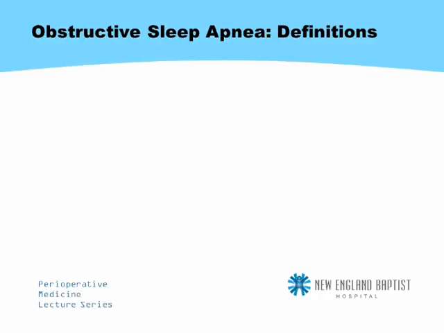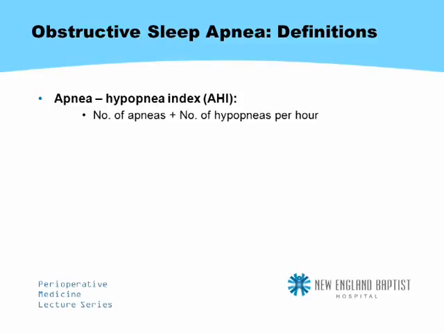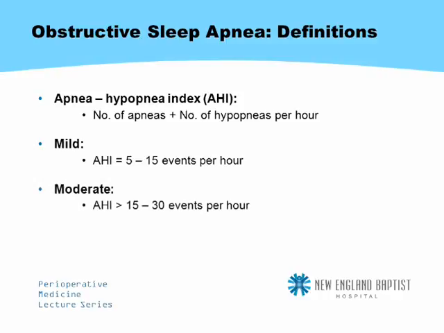And for us to know how bad somebody's sleep apnea is, the computer counts the number of apneas and the number of hypopneas per hour. Normally you should have less than 5 apneas or hypopneas per hour. If you have 5 to 15, that's a mild sleep apnea. If you have 15 to 30, that's moderate, and if you have more than 30, that's considered severe.